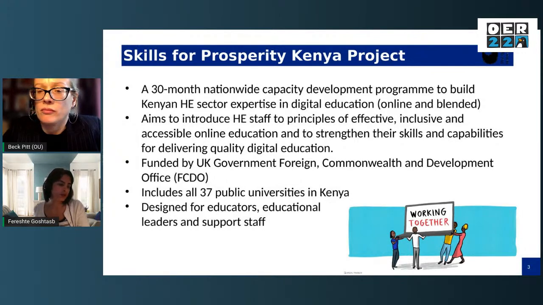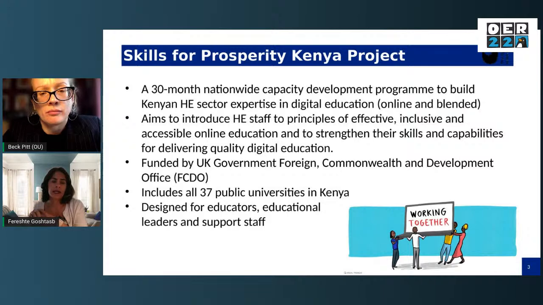The project is funded by UK government, by FCDO, and the scope is that we cover all 37 public universities in Kenya. Basically, Kenya has got 64 universities, and 37 of them are public or state universities, and they have a legal obligation in supporting government with the economic aims and targets that they've got. And that is why the Kenya government decided that this project works with all public universities.